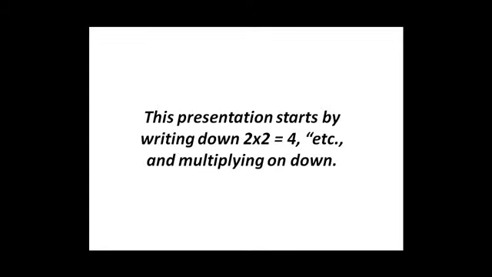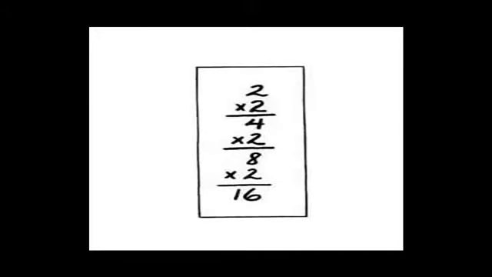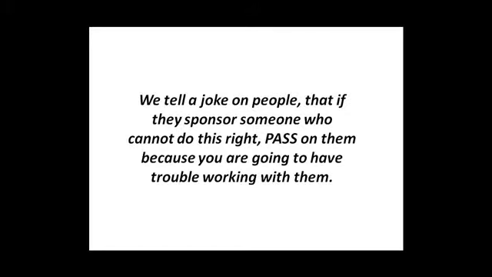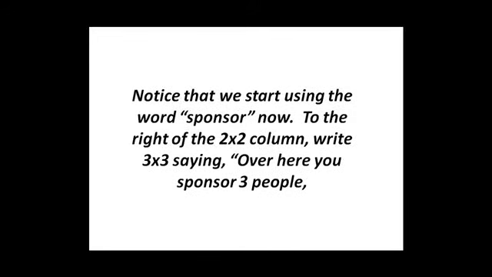This presentation starts by writing down 2 times 2 equals 4, etc., and multiplying on down the line. 2 times 2 equals 4, 4 times 2 equals 8, 8 times 2 equals 16. We tell a joke on people that if they sponsor someone who cannot do this right, go ahead and pass on them because you're going to have trouble working with them. Notice that we start using the word sponsor now.